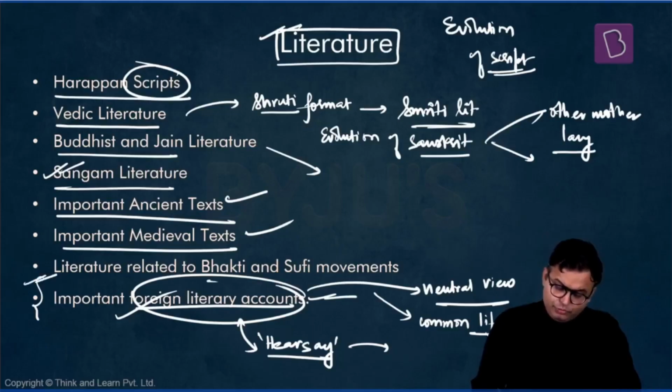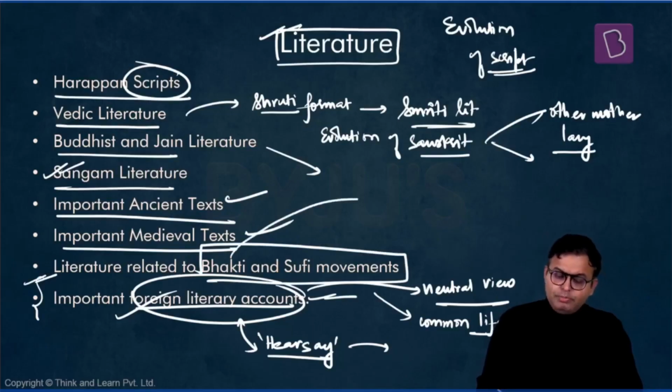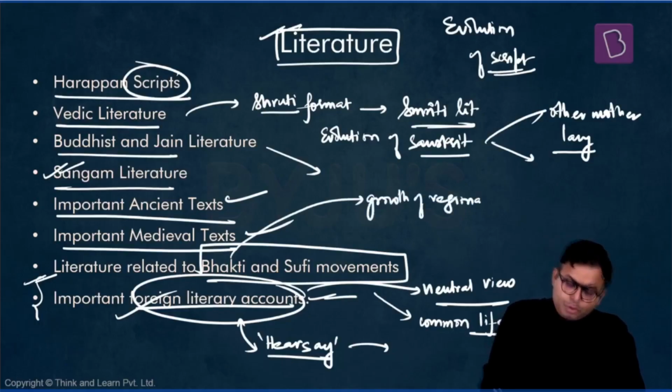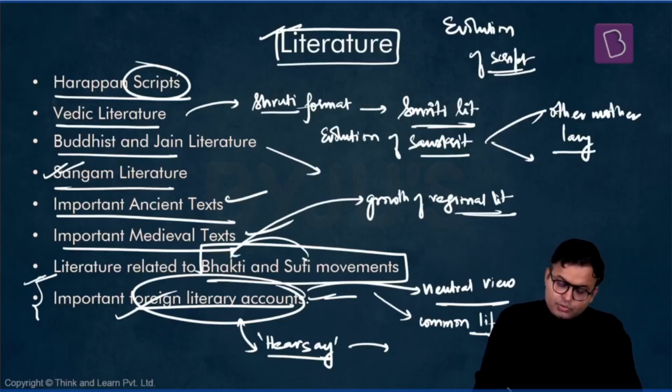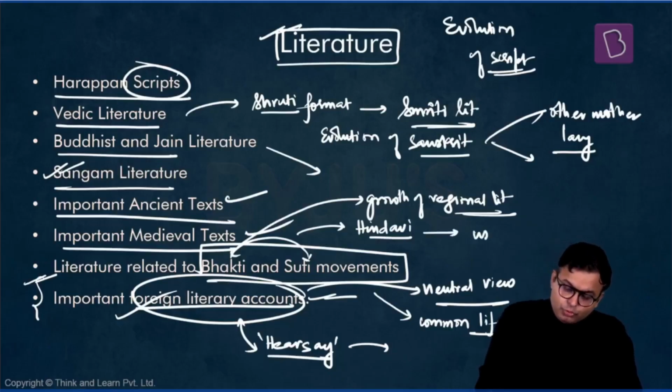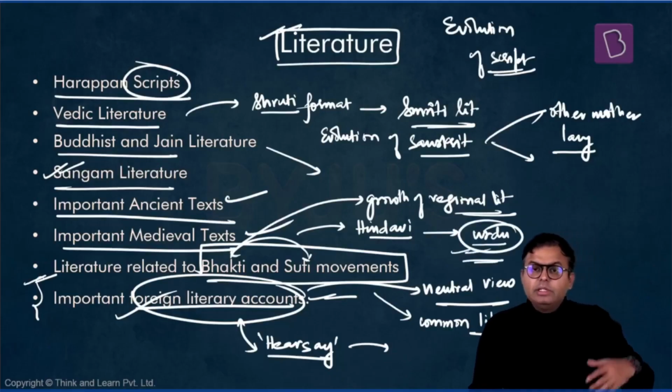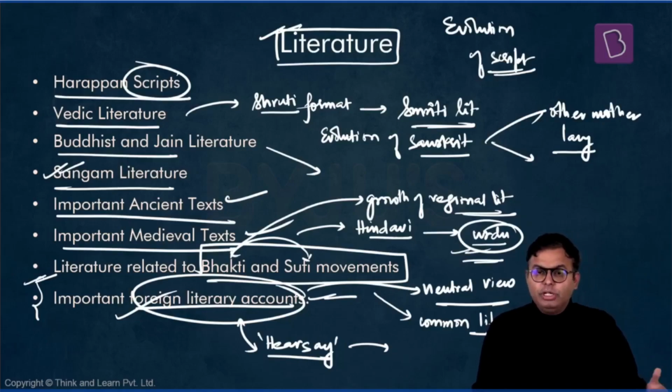When we talk about the Bhakti Sufi movement, we have to understand how the Bhakti Sufi movement, especially Bhakti, contributed to the growth of regional literature. So always focus on these aspects, interlinkages, how the assemblage of Bhakti and Sufi gave rise to a language known as Hindavi. And then we had the origin of Urdu, something that was not there in Central Asia. What is the Hindi-Urdu controversy? Something that you will read in your modern India.